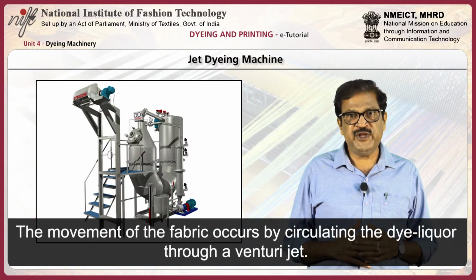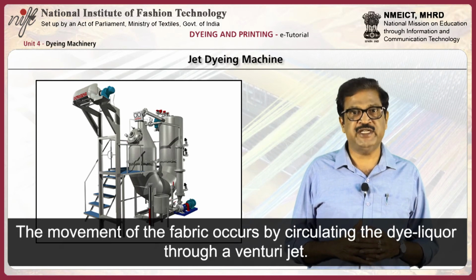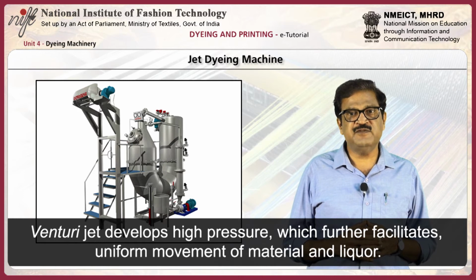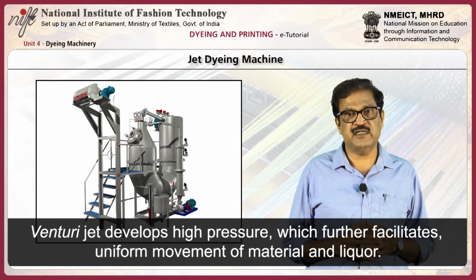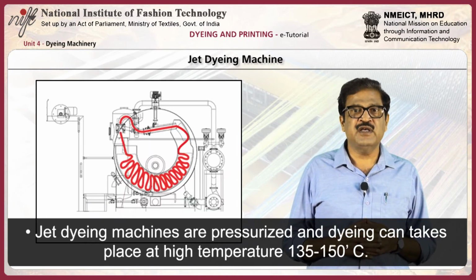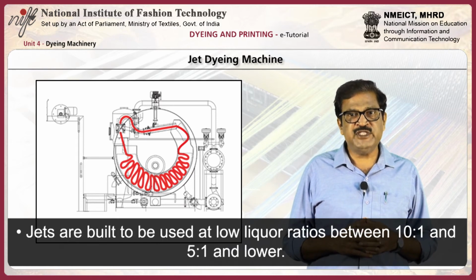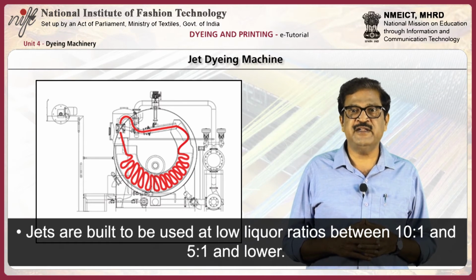The movement of the fabric occurs by circulating the dye liquor through a Venturi jet. The Venturi jet develops high pressure, which further facilitates uniform movement of material and liquor. Jet dyeing machines are pressurized, and dyeing can be carried out at high temperatures ranging from 135 to 150 degrees centigrade. Jet dyeing machines require low liquor ratios, between 10:1 and 5:1 or even lower.